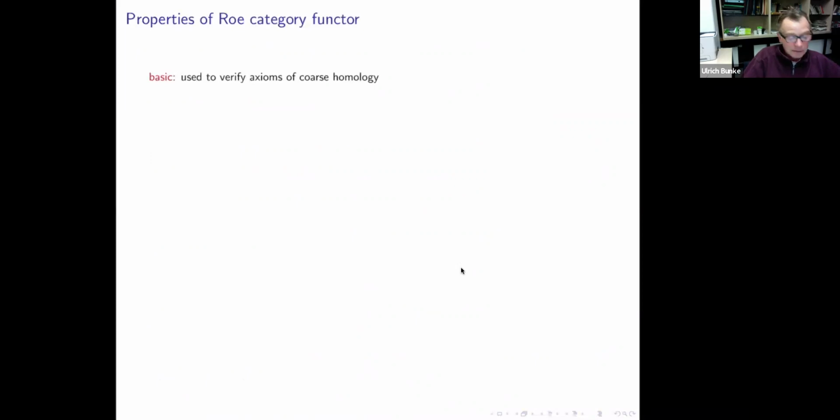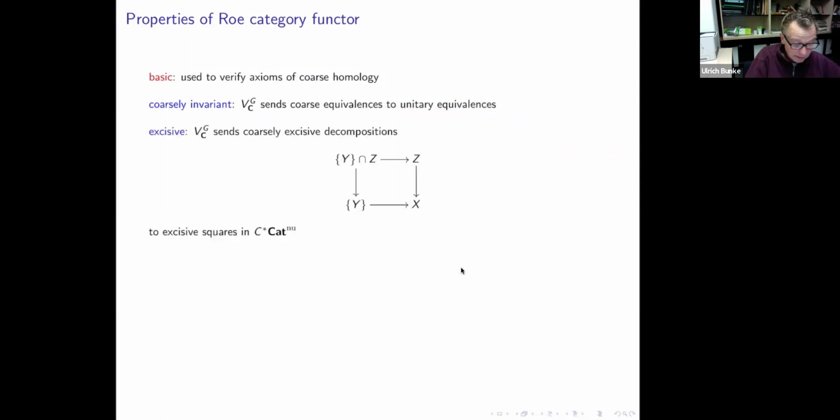So I want to group these properties as follows. There are some properties which are used to verify the axioms of coarse homology theory, and there are other properties which are used to verify additional properties and do calculations. So the basic properties are: it's coarsely invariant, meaning this functor sends coarse equivalences to unitary equivalences between these C-star categories.